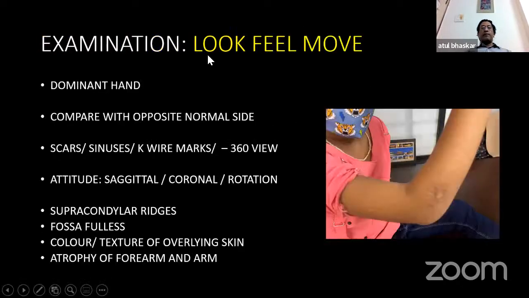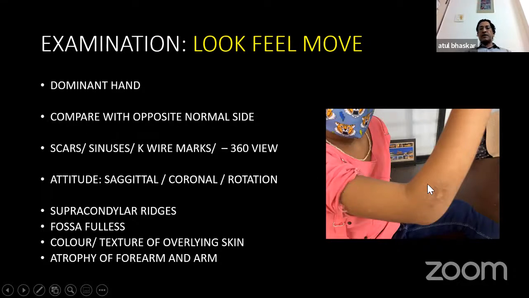So typically you look at the concept of look, feel and move. When you look at the joint from all sides, from the front, from the back, from the sides, see whether, and compare to the dominant hand, whether there's any wasting. You compare with the opposite normal side in terms of the soft tissue contour and the bony contours.